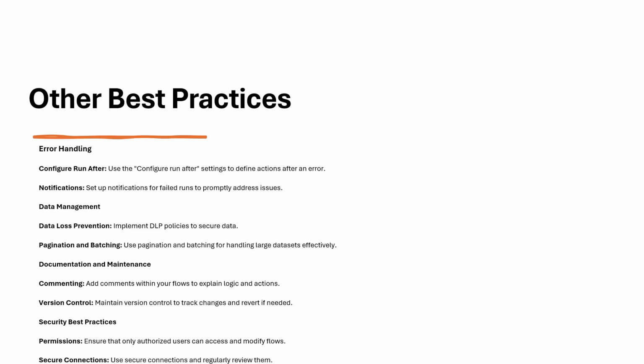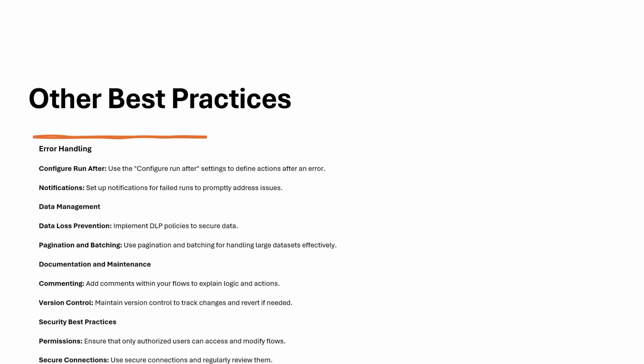Documentation and maintenance, you need to add comments within your flows to explain the logic and action, so that if somebody else takes a look at your flow, they should be able to understand the purpose of that action. Version control, maintain version control to track the changes and revert if needed. So you need to maintain the version of your flow so that if something goes wrong, you can revert it to the older version of that flow.